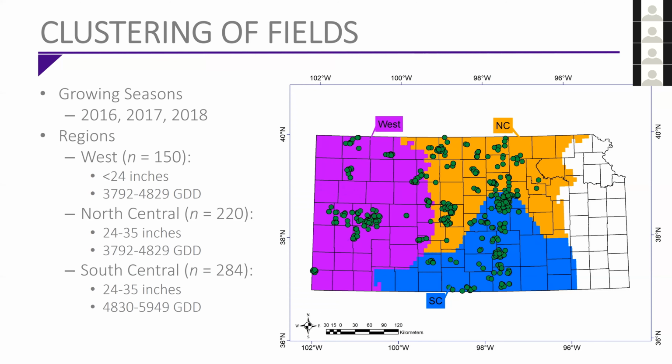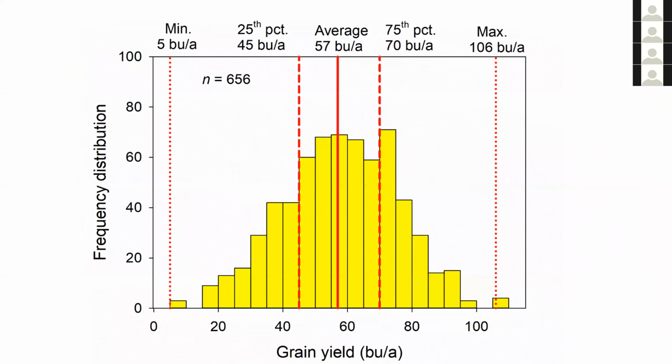So overall, how did our yields look? That's what we're looking at here. In the bottom, you have grain yield, and on the left, you have the number of times that yield level happened. So for example, if we look at a grain yield of about 60 bushels per acre, we had about 70 fields at that yield level, right?